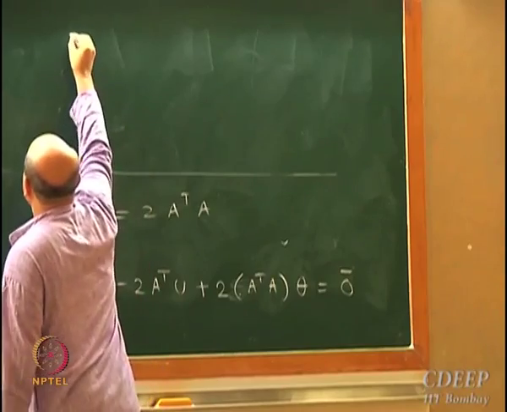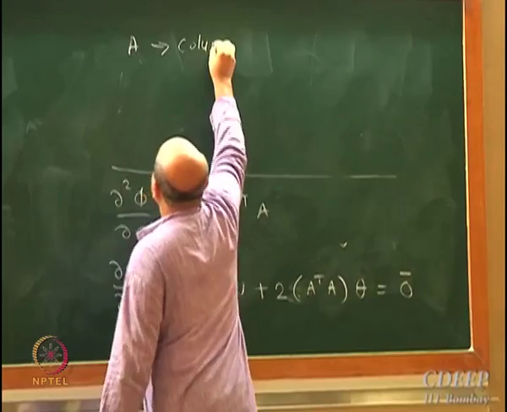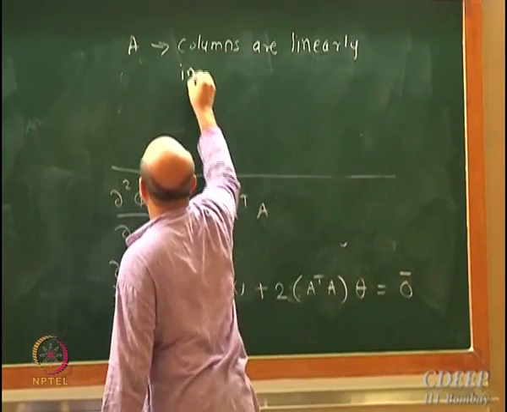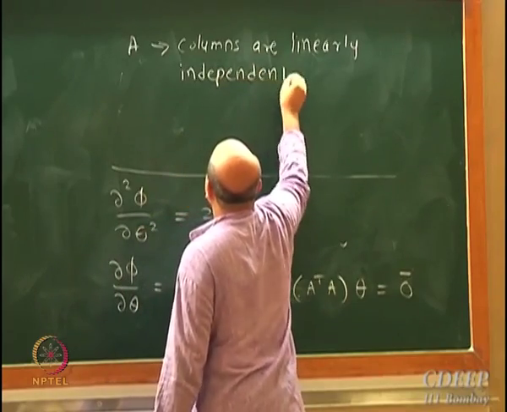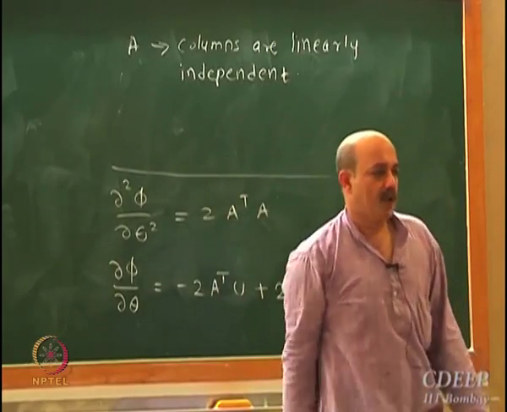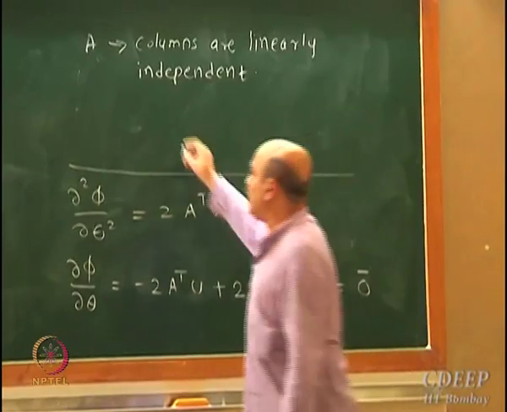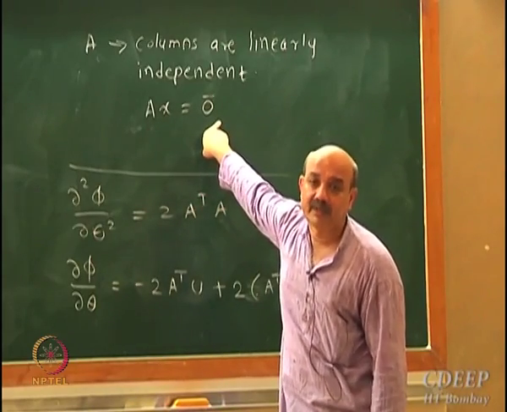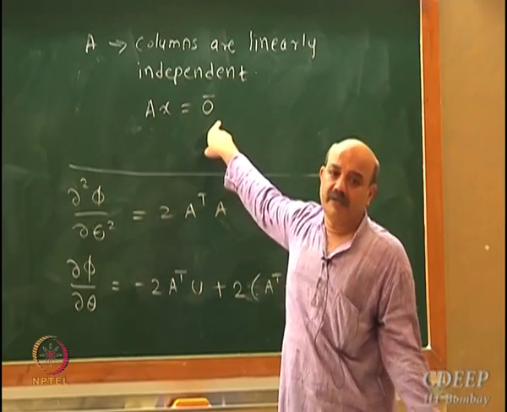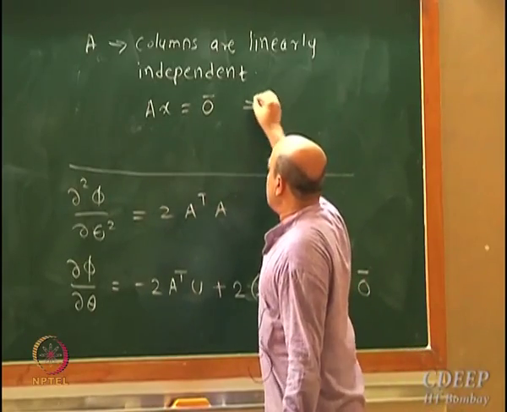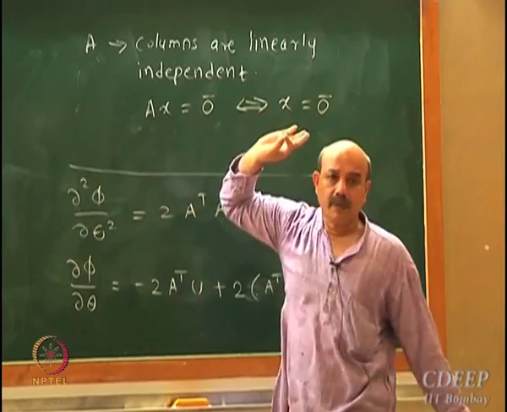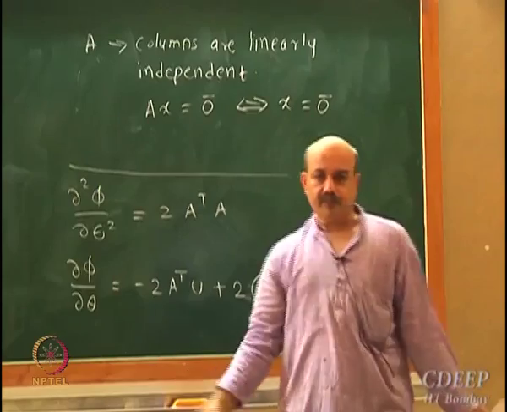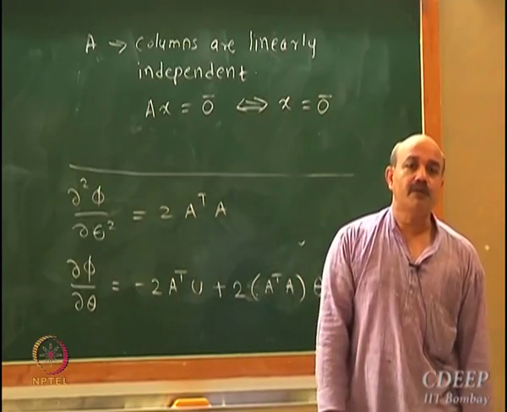Now let us assume that the columns of A are linearly independent. What does it mean? When will you get Ax equal to 0? If columns are linearly independent, which vector x will give you the 0 vector? Only the 0 vector. If columns are linearly independent, Ax being 0 is the same as saying x is equal to 0. The only way you can get Ax equal to 0 is x equal to 0.